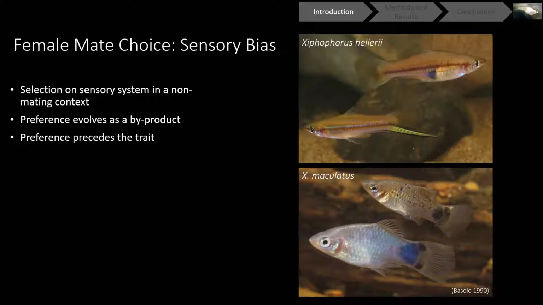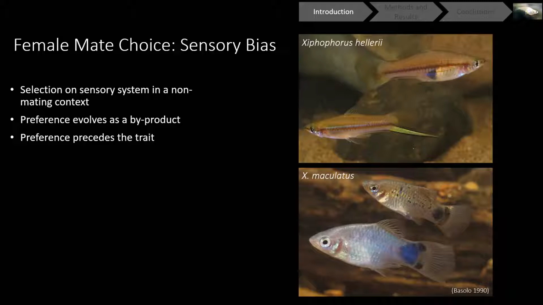A classical example of this can be seen in these Xiphophorus fishes, where in some species, males have these elongated swords on their tail fins, and females prefer males with longer swords. There are also several species where males don't have these swords. However, females prefer males if they have swords artificially attached.